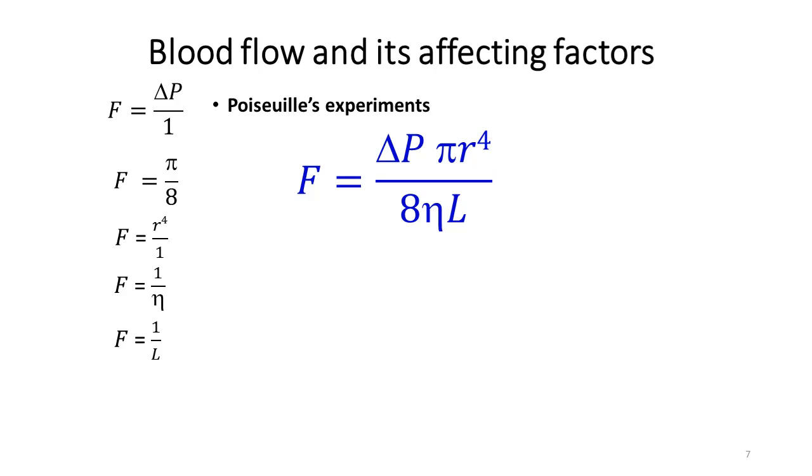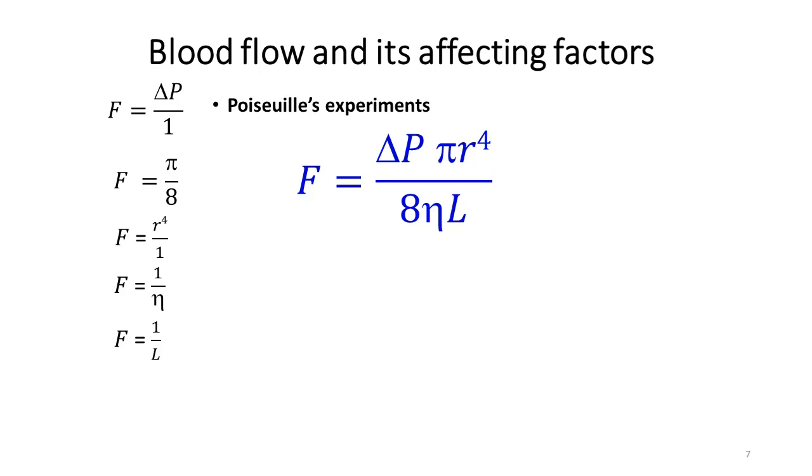In the next experiment, he increased the viscosity of the fluid, and he found that increasing the viscosity of the fluid reduces the blood flow by the same percentage. For example, if the viscosity increased double, the flow reduced double too. And also the length. The length has a reverse connection with flow. If the length of the vessel is increased fourfold, the flow reduced fourfold too.